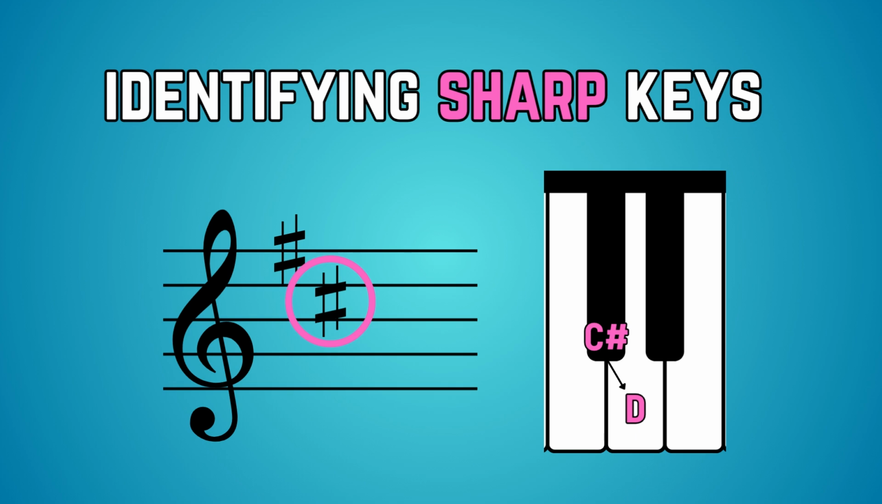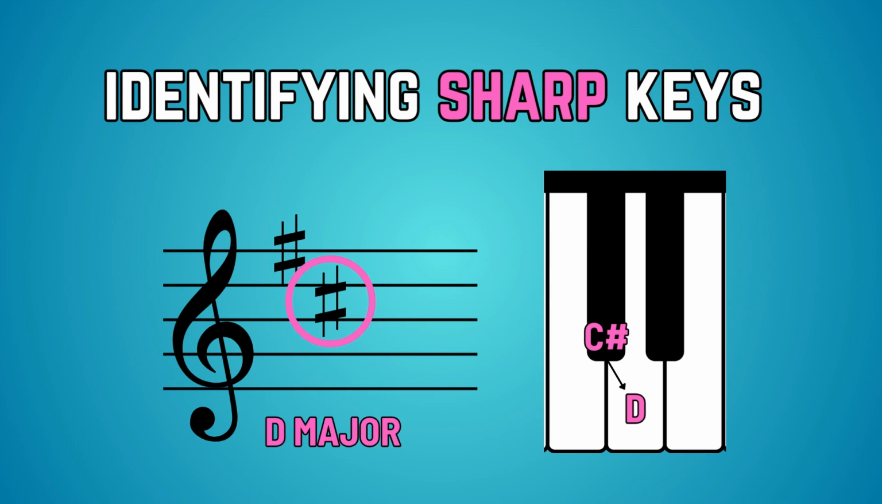There is a simple method for identifying a major key that contains sharps. First, locate the final sharp in the key signature. Then, move up one semitone or one half step. The note you reach is the name of the major key. In this example, the final sharp is C sharp. One semitone above C sharp is D, so this is the key signature of D major.